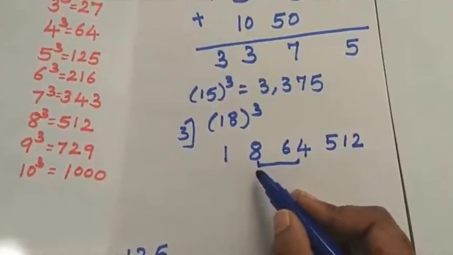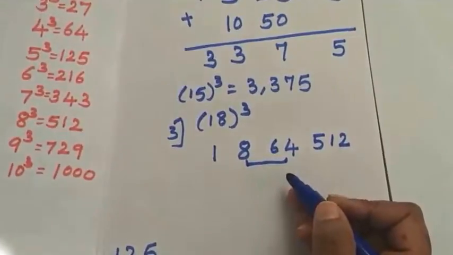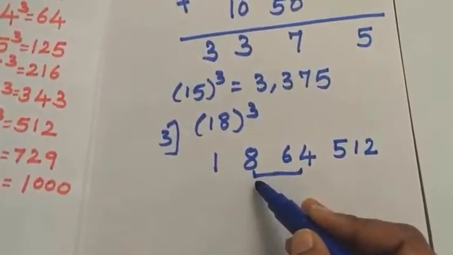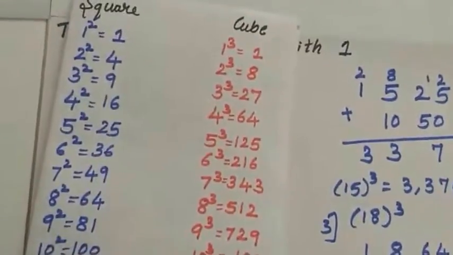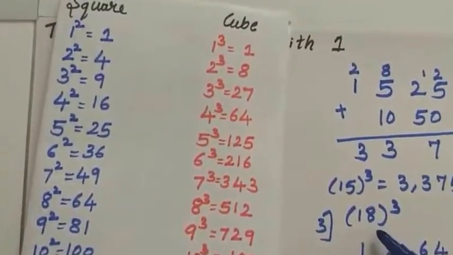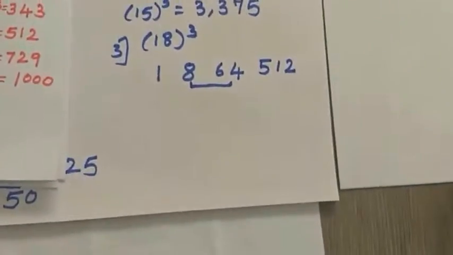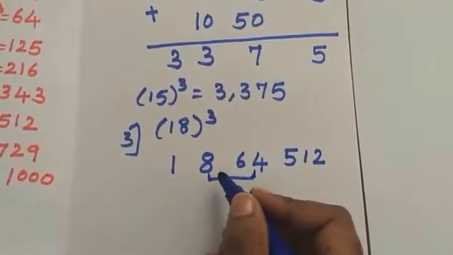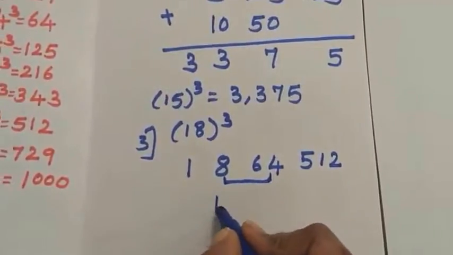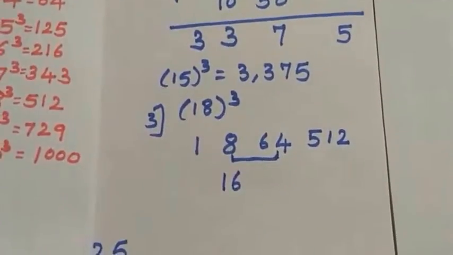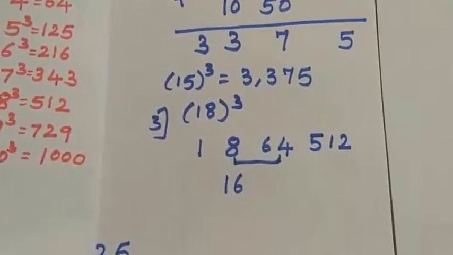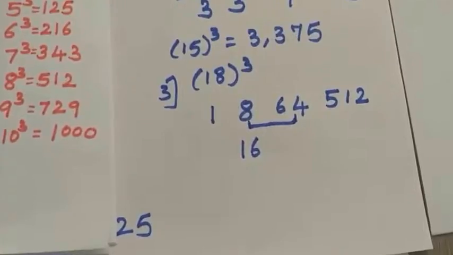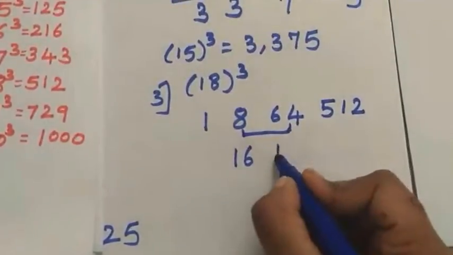1, 8, I am going to write over here as it is. So here we are going to square the second term. 8 square is your 64. Yes, it is correct. Then next, double of 8. 8 plus 8 is 16. Then next, double of 64. So double of 64 will be how much? 128.